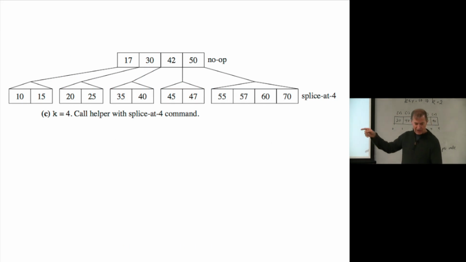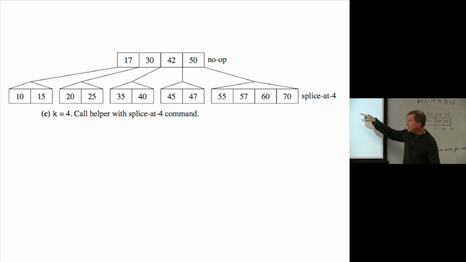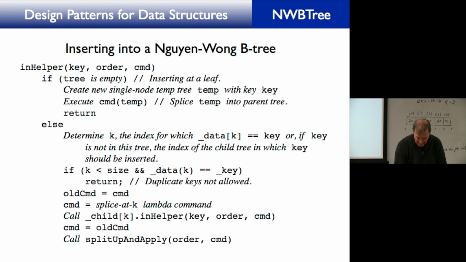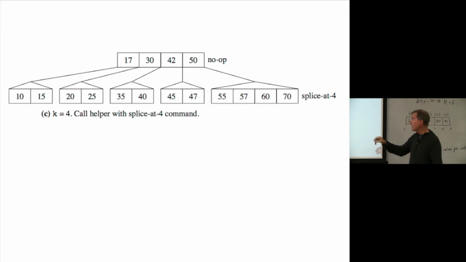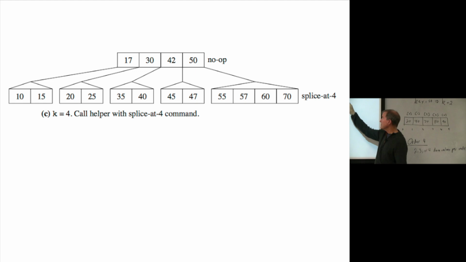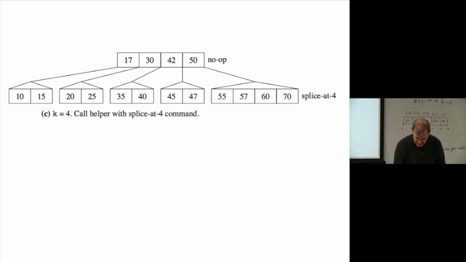All right, so here we go. Now we call the helper with the splice at 4 command. So here we are down here, splice at 4. So there's the no-op, there's a splice at 4. All right. So now what happens? Let's go back to the top then. Is the tree empty? No. So we don't do that. Determine the K. So now what's our K here? 3. 0, 1, 2, 3. Because 65 is between 60 and 70, and that is child sub 3. Are you with me? Okay.